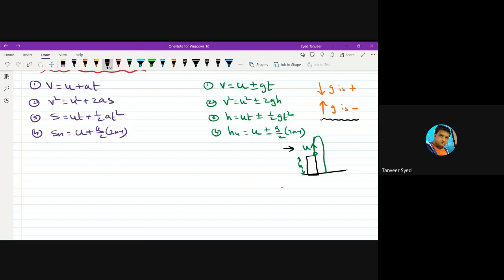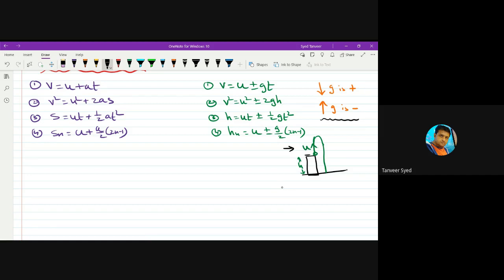The reason why we take g positive for falling bodies and g negative for bodies going up is that g is acceleration due to gravity, which is acceleration, and by definition of acceleration, if velocity increases, acceleration is positive. If velocity decreases, acceleration is negative. That's why we take this positive and negative. But what is happening here? When you throw this body vertically upward from the top of a tower, what is happening to its velocity? Is it increasing or decreasing, or both? Both are taking place here.